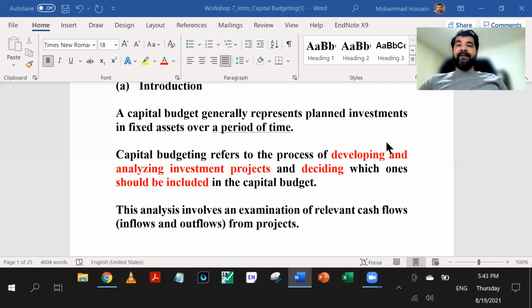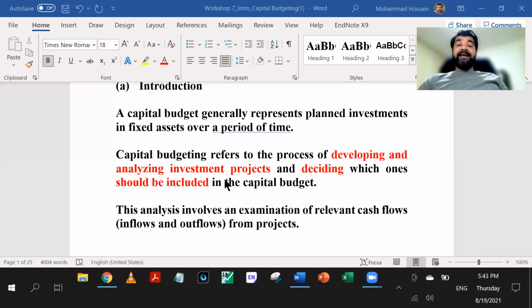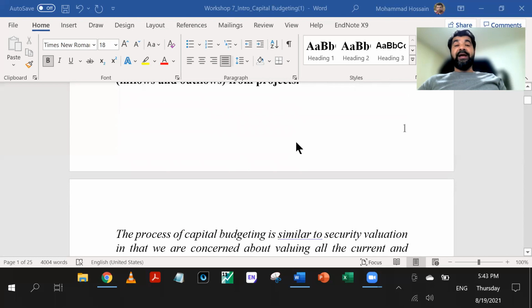It's sort of like the way we did our share and bond valuation. Which one gives us better value? In this case, we'll be looking at which project will give us a better return. That's what we'll be thinking about in this project. And as I said before, there are 4 different types of project categories we have.